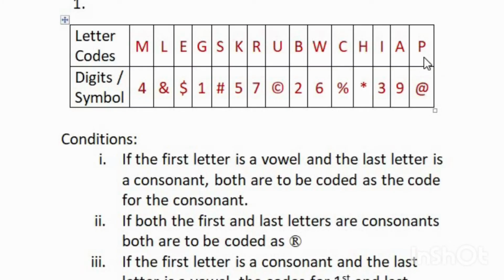Now the next letters are P and U. From the table, for P it is @ and for U it is copyright. So for P it is @ and for U it is copyright. So this is the final answer for this question.